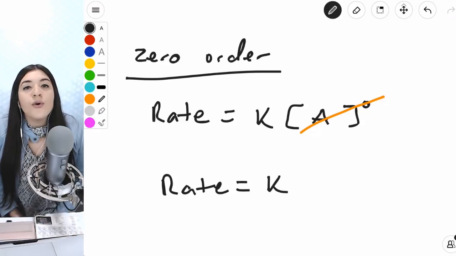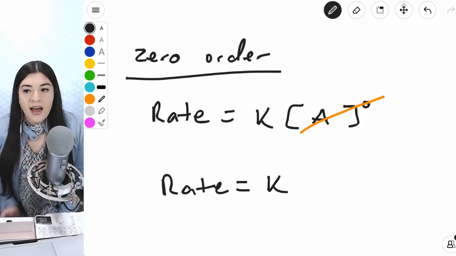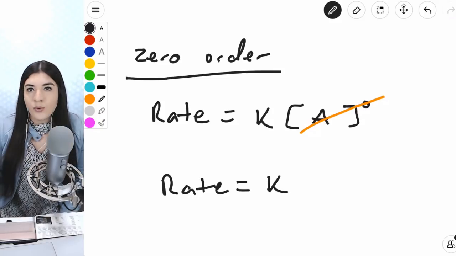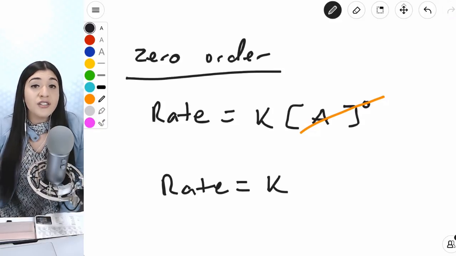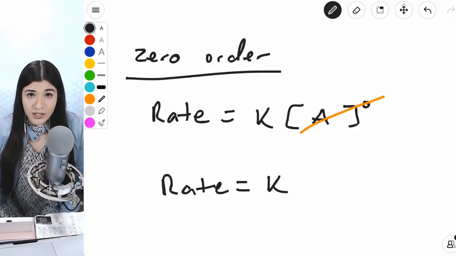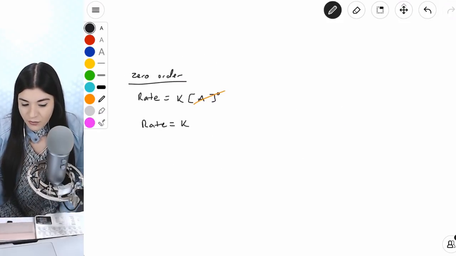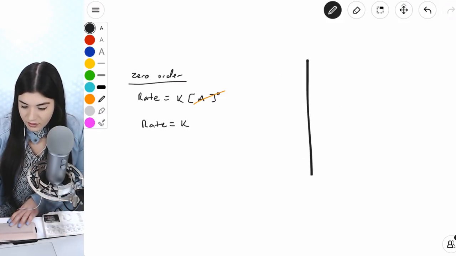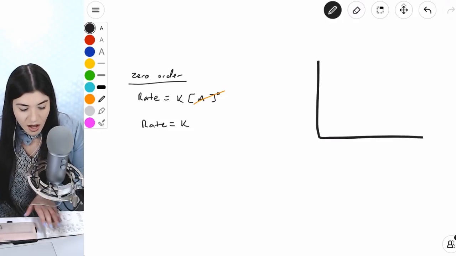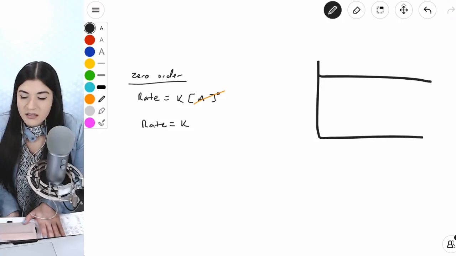So zero order does not depend on the concentration of reactant. Think of it as if we were to double, triple, really increase the concentration of our reactant, that does not affect the rate whatsoever. So that's the main thing with zero order. And then what you would see for your graph, let me draw that to the side. It's going to just be a constant line.